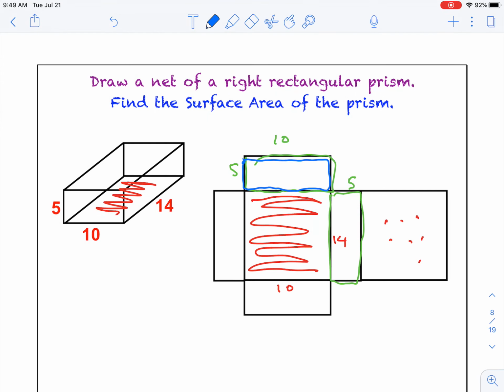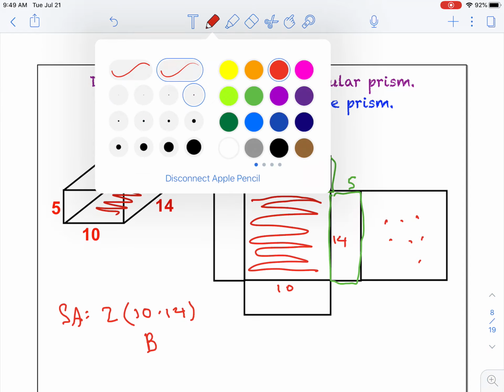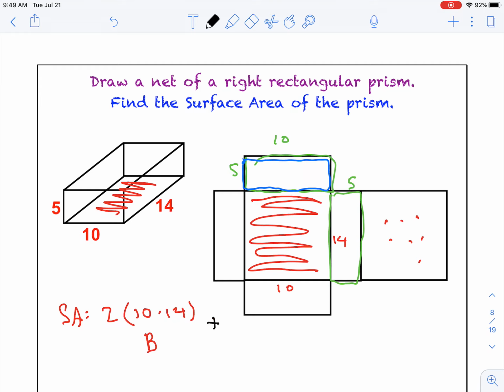So we can start by finding the area of the base. So the surface area would be 2, because you have 2 of them, that are 10 times 14. So that's your base area times 2. And then we can add to it the 14 times 5, so that would be this one right here.